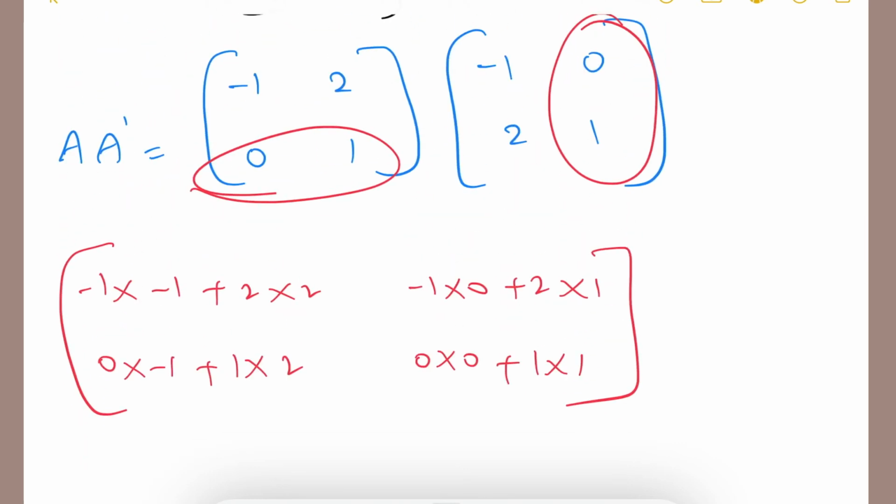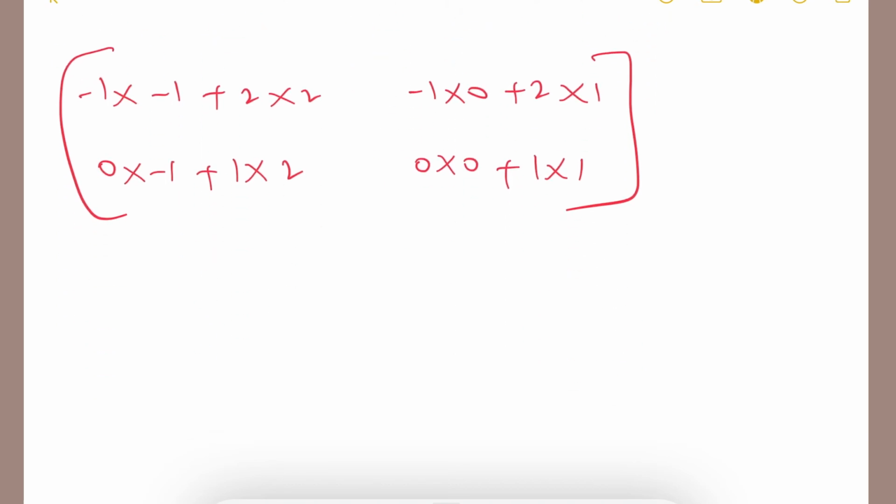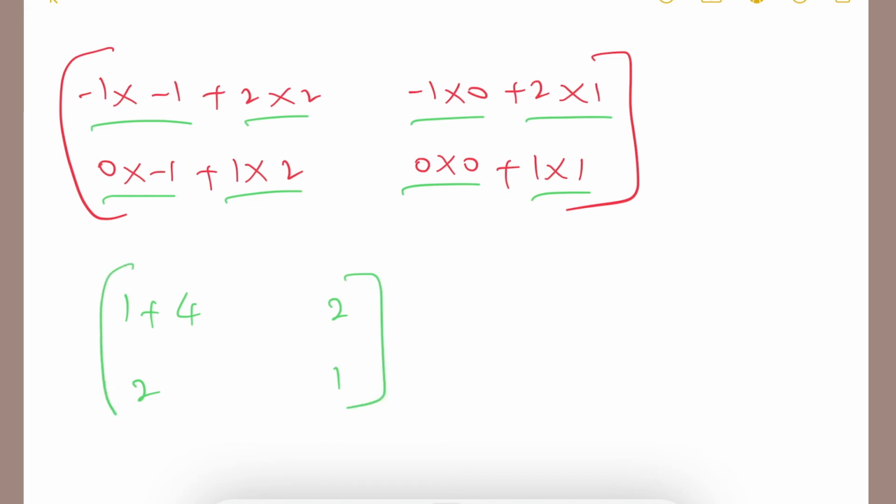Okay, now if you simplify this, -1 into -1, 1 plus 2 2s are 4. -1 into 0, 0 no need, 2 1s are 2. Next, 0 into anything 0, 1 2s are 2. 0 into anything 0, 1 1s are 1. So finally we will get the answer as 1 plus 4, 5, 2, 2, 1. This is the value of A into A transpose.